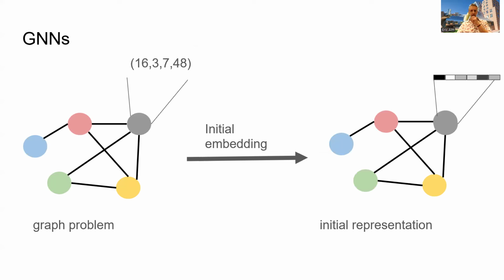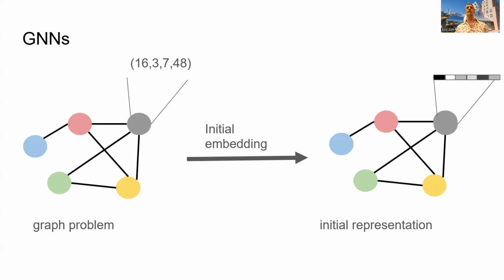Okay, so let's look at an example. Here's an example problem that we might have. We have these nodes connected on some initial graph that describes the relationship between all the nodes. And we have some input data for each node, say a vector of numbers. The first thing I'm going to do is take that input data and go through an initial embedding step, and come up with some latent representation of what's going on at that node.